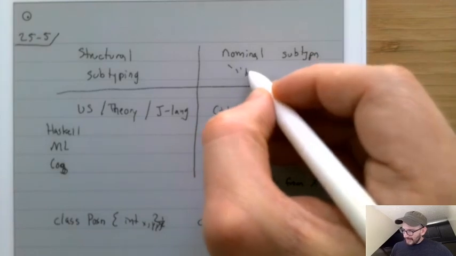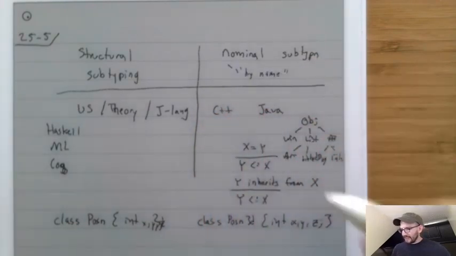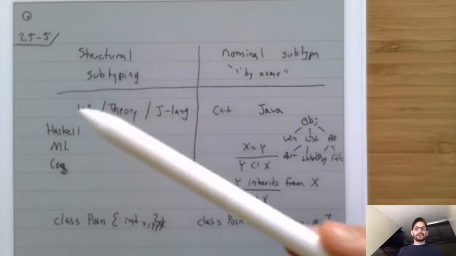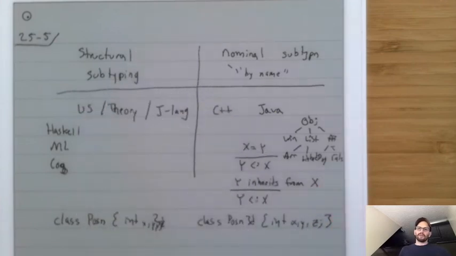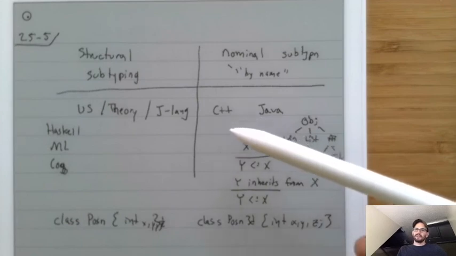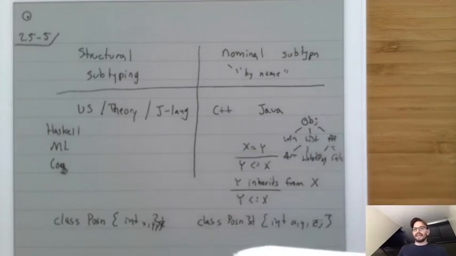Nominal means by name. The idea here is that it is not the structure, i.e. the contents of types, that determines whether or not they're compatible, but their names. There's a particular name for a type, and that name totally determines how it is allowed to be used. Now, you may notice that I didn't put languages like Python and Racket and JavaScript on either side of this divide. The reason is that those languages don't have type systems, so it doesn't really make sense to talk about them this way, because they don't restrict programs in any way.